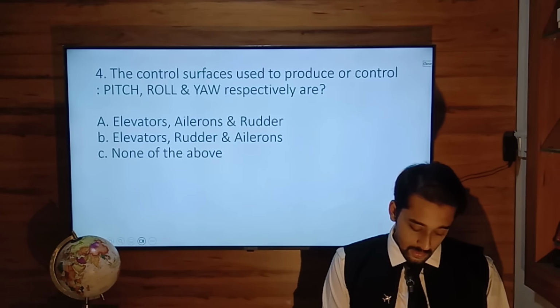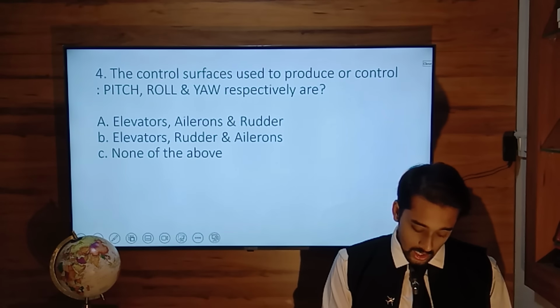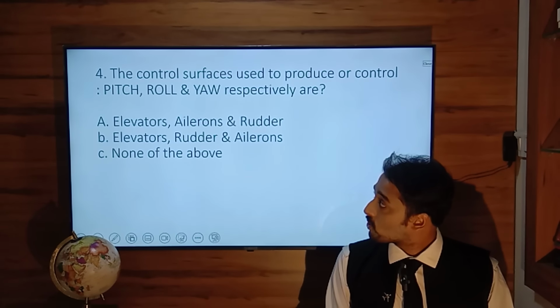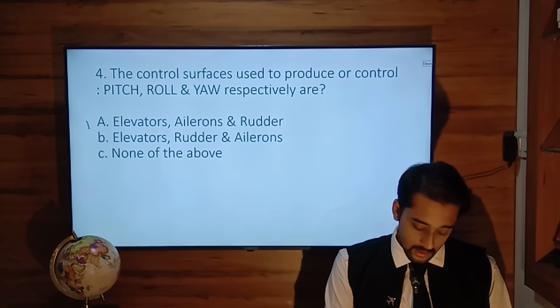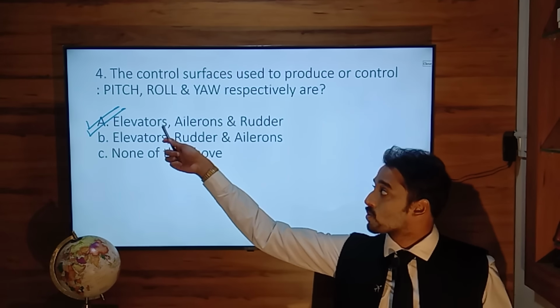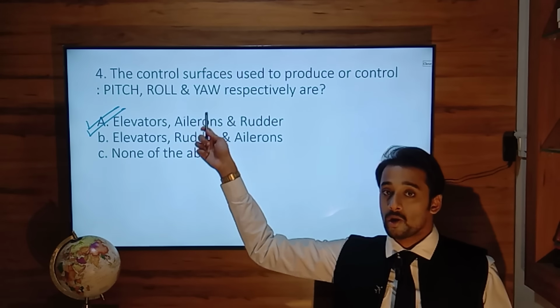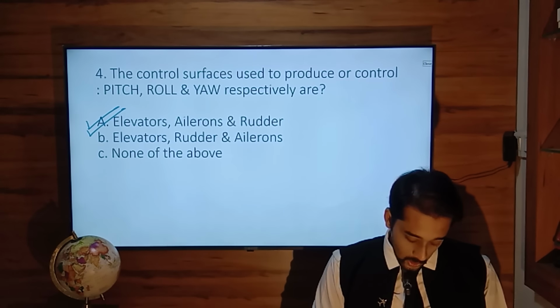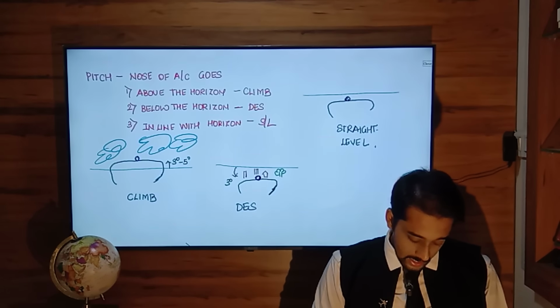So the correct option will be: pitch is produced by the elevator, roll is produced by the aileron, and yaw is produced by the rudder. So option A is the correct option. And also check the sequence: pitch, elevator, roll, aileron, yaw, rudder. So also follow the sequence. Next question.